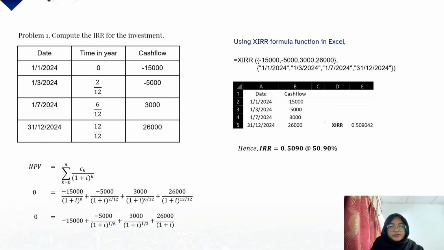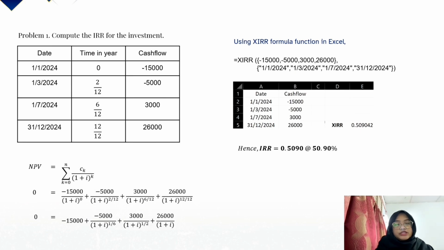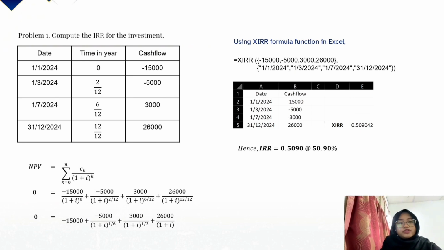Okay, so the first problem is to compute the IRR for the investment. The cash flow for the case study is as follows. On January 1st, an initial investment of 50k was made. This is a negative outflow. On March 1st, an additional 5k was spent on marketing, also a negative outflow. On July 1st, an investor contributed 3k, which is a positive inflow. And lastly, on the 31st of December, the total revenue earned was 26k, a positive inflow.